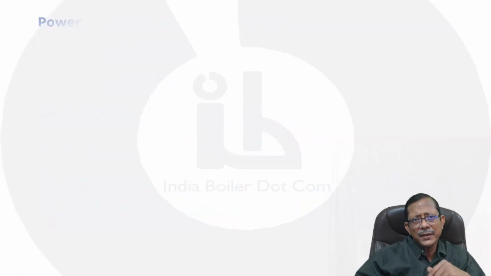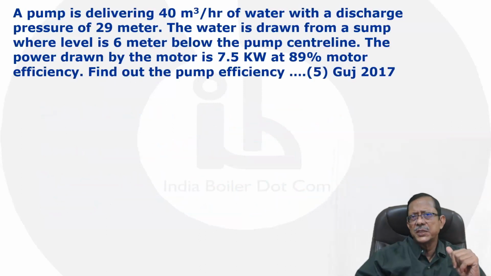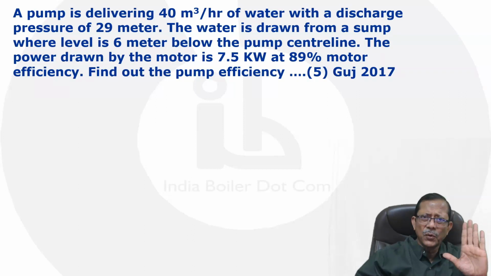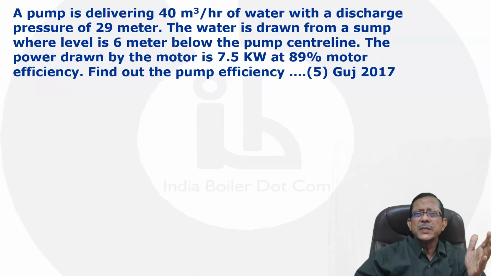So again, I refer back to the third question I have given here. This question has come in Gujarat BOE. Now what they have given is the pump is delivering 40 meter cube per hour of water with a discharge pressure of 29 meter. Now they have given this pressure in head. 29 meter means 29 meter of water column. The water is drawn from a sump where the level is 6 meter below the pump center line.